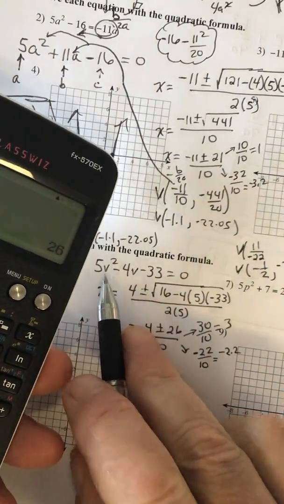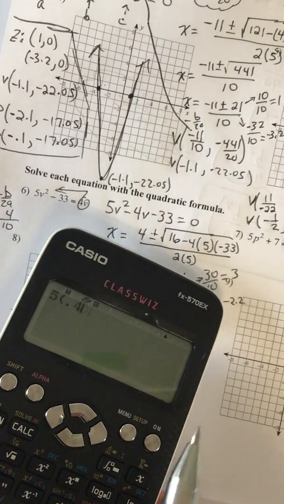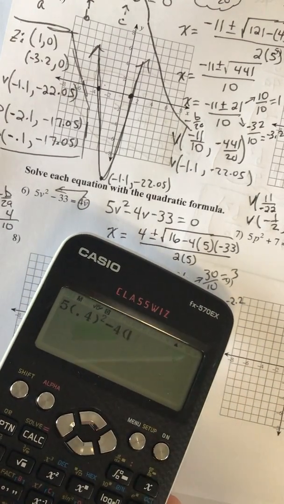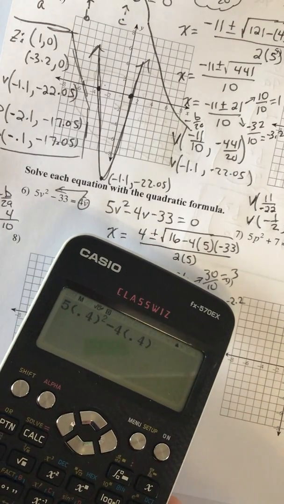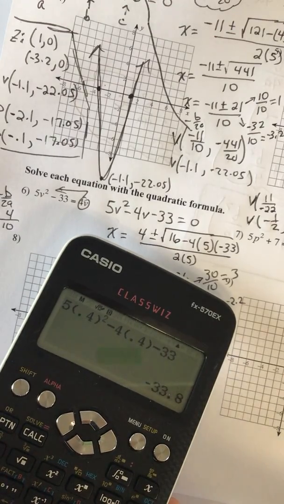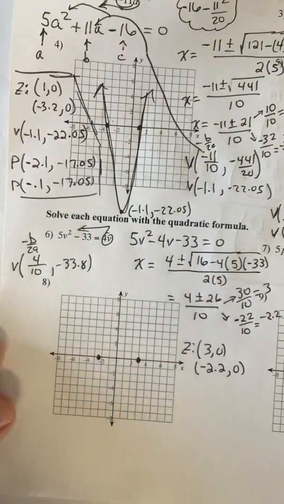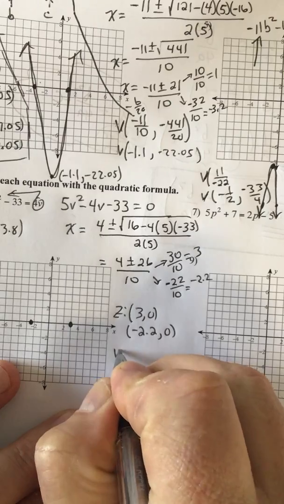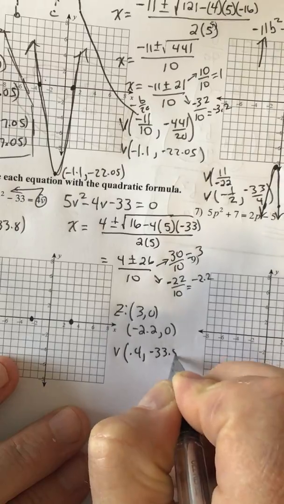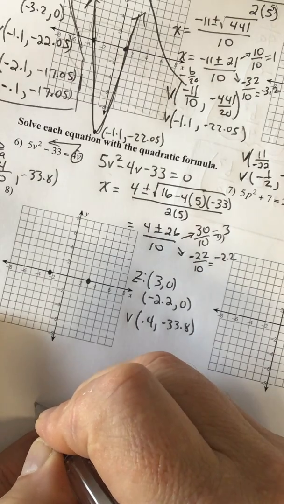So it's 5 times 0.4 squared, minus 4 times 0.4, minus 33. It's negative 169 fifths, negative 33.8. So here's the vertex in my answer set: 0.4 and then negative 33.8. So over 0.4, way down.